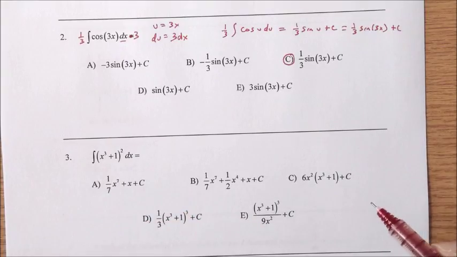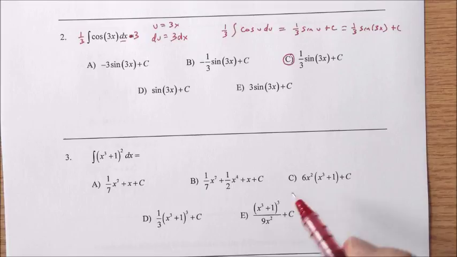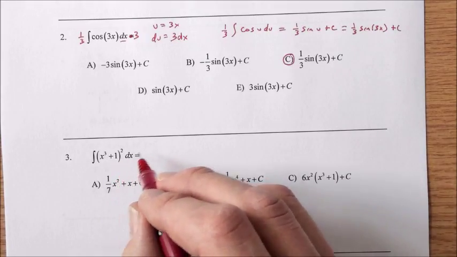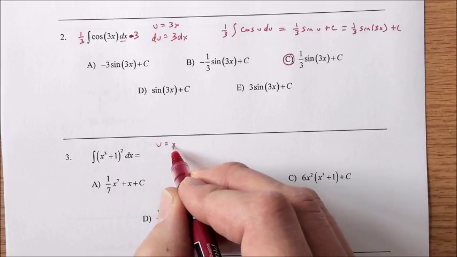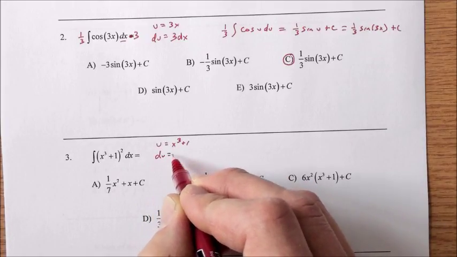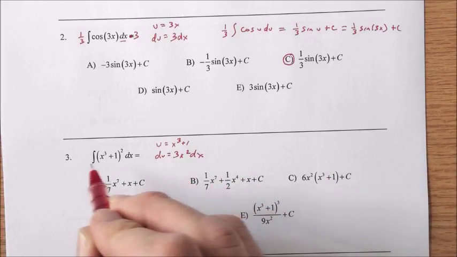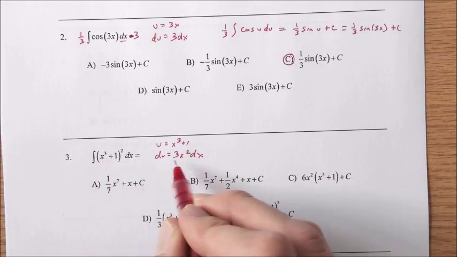Number 3 was the one I talked about in class because I screwed up the answer to B. And we need to solve this. If we try u substitution, x cubed plus 1, then du would be 3x squared dx. And we've got the dx, but we don't have the 3x squared, and we can't just put a 3x squared in there because of the variable.